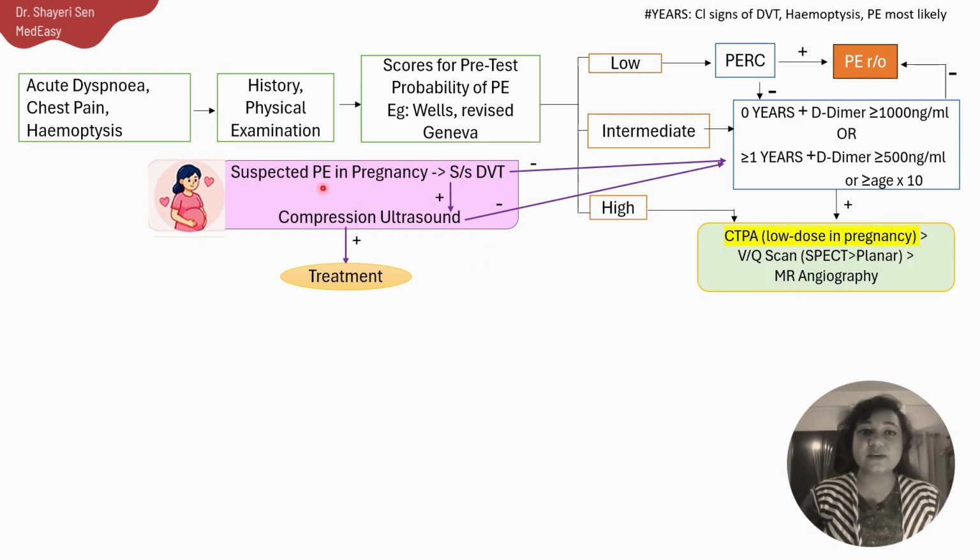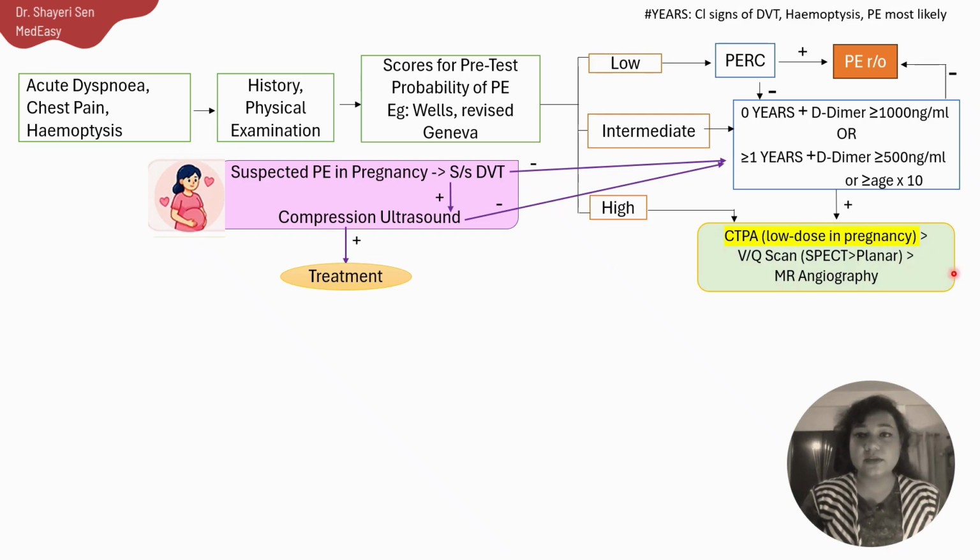Now, if we are suspecting PE in a pregnant patient, first of all, we look for signs and symptoms of DVT, a deep vein thrombosis. And if these are present, then we do a compression ultrasound. Now, this does not have any radiation exposure, and this can even be done at bedside. And if this is positive, we directly go for the treatment. We do not need to waste time on D-dimer or a CTPA and so on, right? If, however, there are no signs and symptoms of DVT in a pregnant patient, or the compression ultrasound is negative, then obviously we have to go through the YEARS algorithm and then manage the patient accordingly, right?